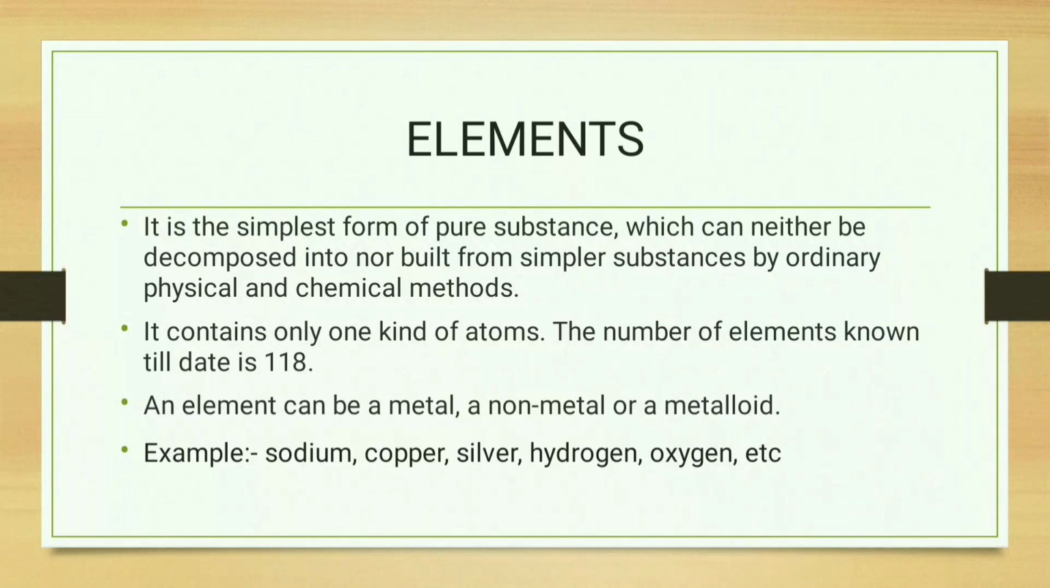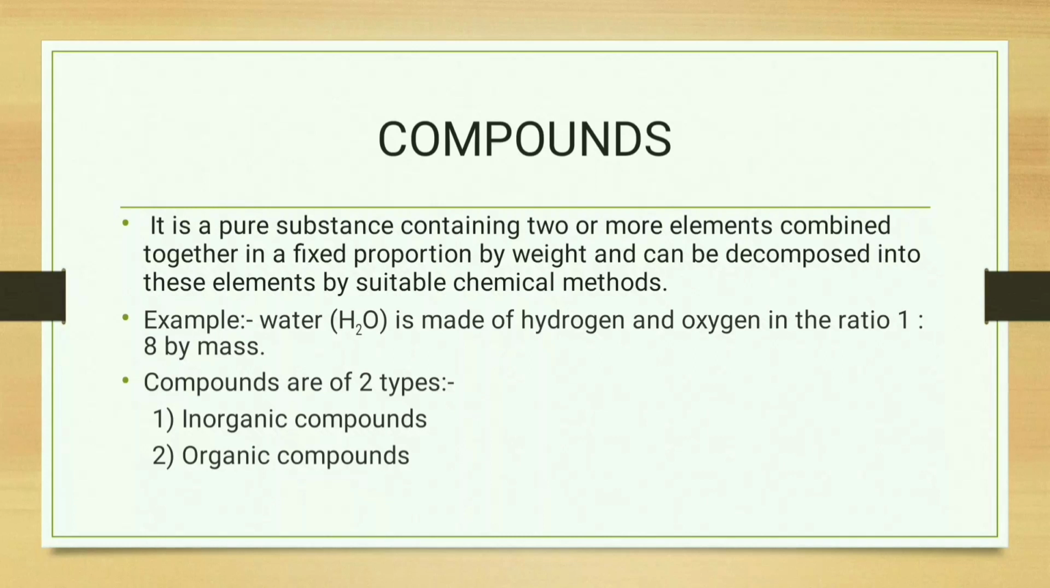Now moving on to compounds. A compound is a pure substance containing two or more elements combined together in a fixed proportion by weight, and can be decomposed into these elements by suitable chemical methods. Example: water is made up of hydrogen and oxygen, where the ratio by mass is 1:8.